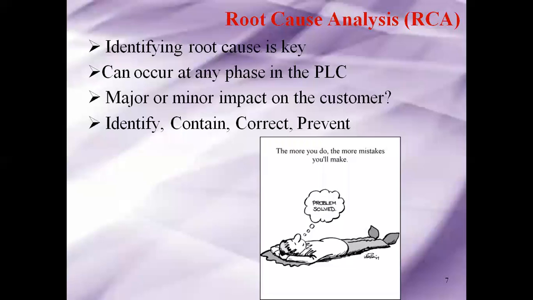Okay, the key of root cause analysis is identifying the root, and as I said, it can occur anywhere in the project life cycle. It can have a major or minor impact on the customer, but how do I analyze? So if you look at some of the features and you feel that the impact for the customer is going to be very high, then you put it under major. I'm talking only about documentation in this case. When I'm looking at the root cause analysis, I'm not looking at the design aspects of the software. Okay, so what do I do? I identify, contain, correct, and prevent it for the next time.